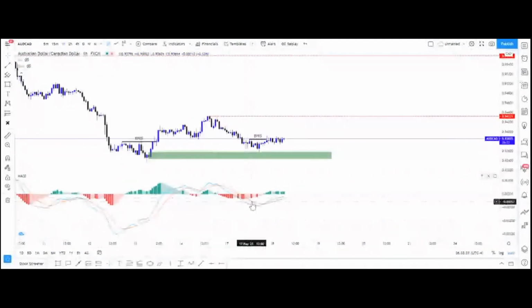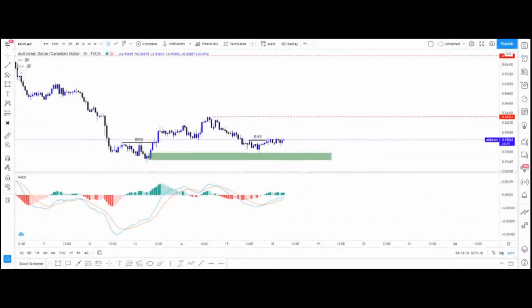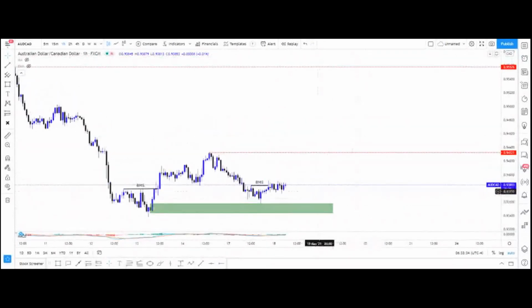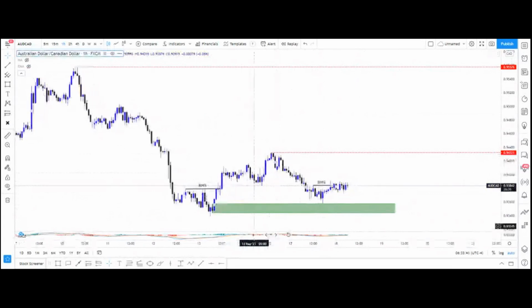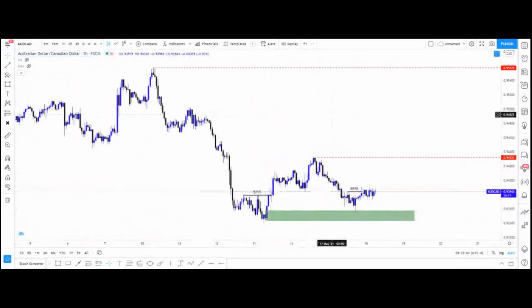Now, what do we have? Price has crossed to the upside. The histogram is green. This is telling me that momentum has changed. So what will I be looking for? I'm looking for buying opportunities on AUD card. Now, I can decide to be aggressive on this or go slow on it. It depends on the type of trader I am.